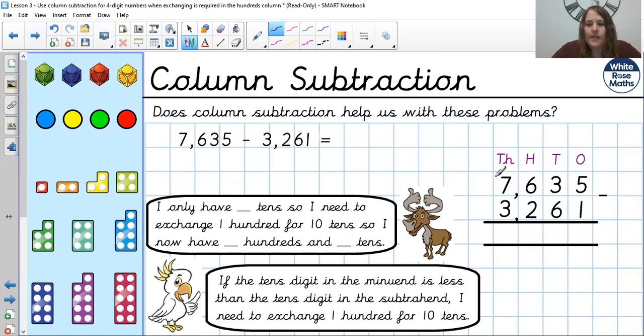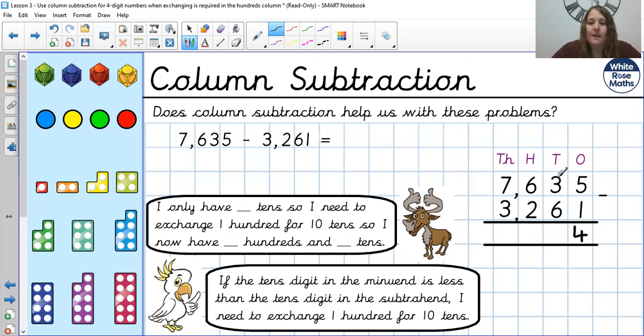This time I've got 7,635 subtract 3,261. And again, I've made sure I've lined up those columns. So we start with our ones. 5 take away 1 is 4. I can do that straightforward.